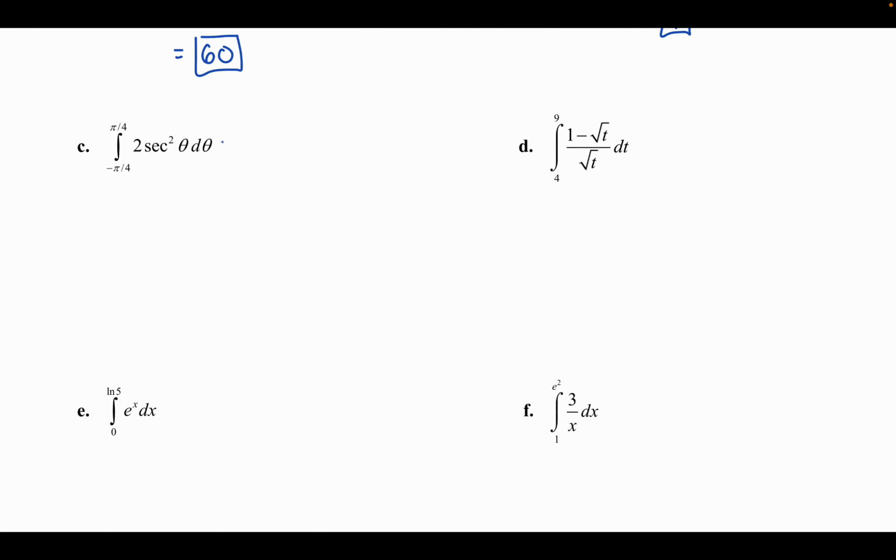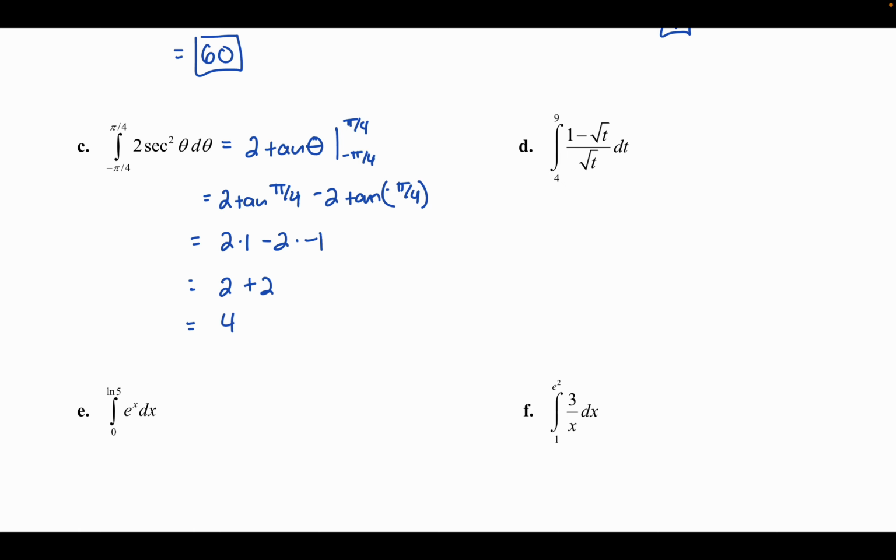Okay, moving right along. Secant squared theta, the antiderivative of that is going to be tangent. So this is 2 tangent of theta. We're going to evaluate it from -pi/4 to pi/4. So this is my F of b minus F of a. This is 2 tangent of pi/4 minus 2 tangent of -pi/4. Tangent of pi/4 is 1. Tangent of -pi/4 is -1. So this becomes 2 plus 2, which is 4.